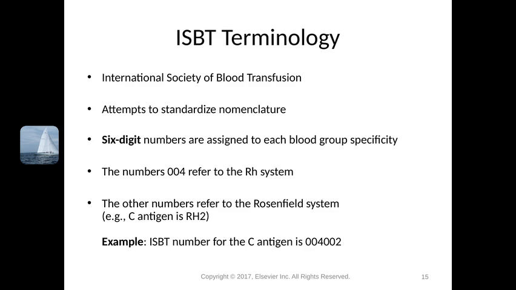So basically, our 004 designation says this antigen is in the Rh system, and then the other numbers correlate with the Rosenfield system. So it literally is as simple as 004002 is our code for the C antigen. And these will change depending on what blood group they are in and what antigen it is. So it's basically just an attempt to standardize things like that. It's actually that simple. So it's just computer programming.